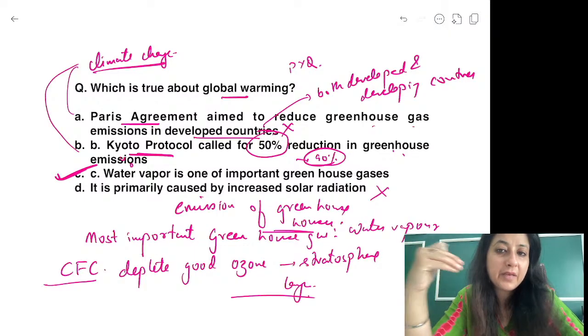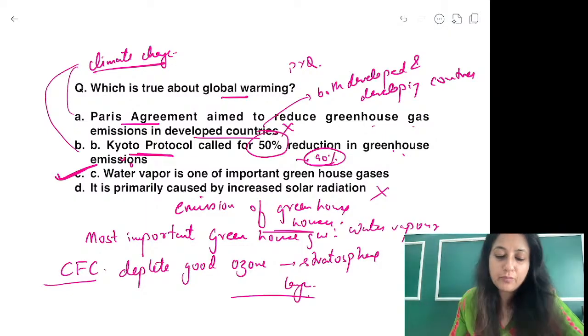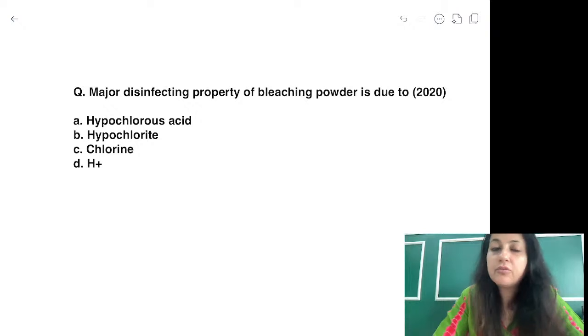So the first two questions were ignored topics by you. Please don't ignore. I made you cover primary air pollutants also. I made you cover secondary air pollutants also. And we've also discussed global warming. Moving to the next MCQ of the day.